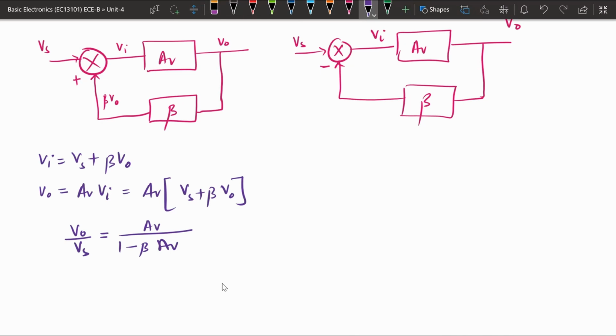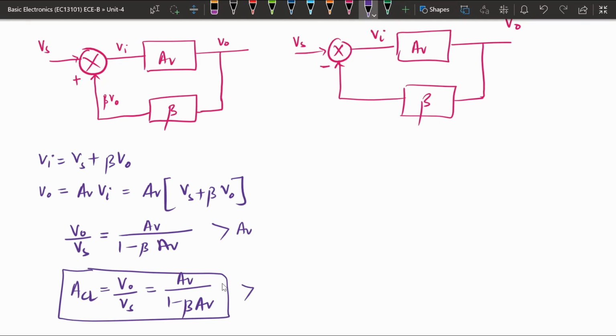So 1 minus something is there, that means this denominator term will be less than 1. So if we are dividing AV with less than 1, there will be some value that is greater than AV. So this VO divided by Vs, that is output divided by input, will be considered here as closed loop gain. So V output divided by Vs will be equal to AV divided by 1 minus beta times AV, and this closed loop gain will be greater than AV.